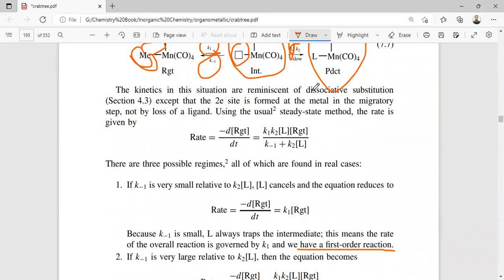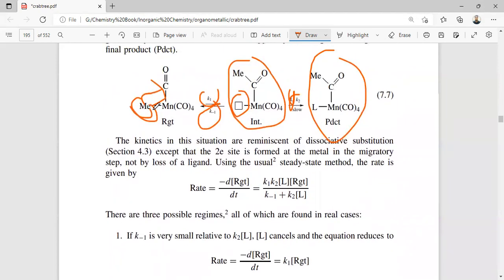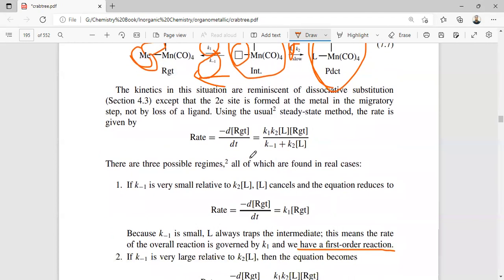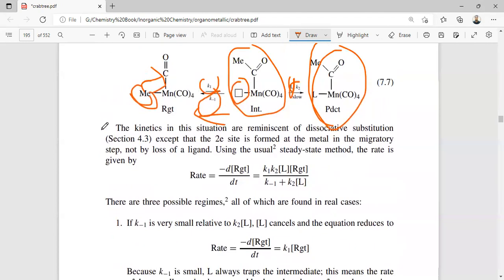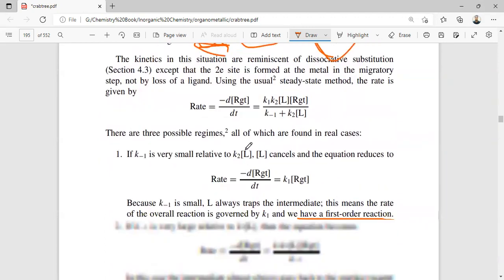So in the first case, when the reverse reaction rate is very small, the L-type ligand will always connect to this molecule to form the final product. So the rate depends only on the rate constant of the first reaction.